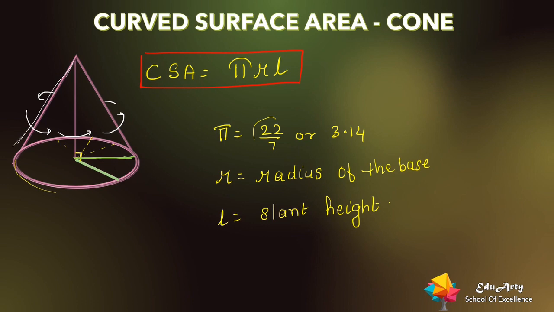अच्छा, यहाँ पर L क्या है? How to find L? We have seen पहले के question में हमने देखा था L कैसे निकालते हैं यहाँ पर. Anybody remembers how to find L? How to find L? L is equal to root of r square plus h square.